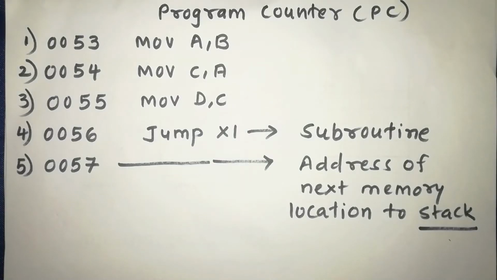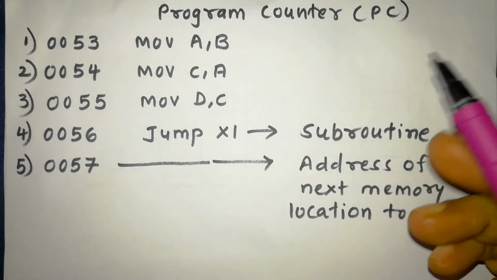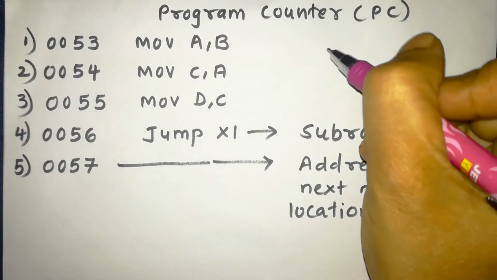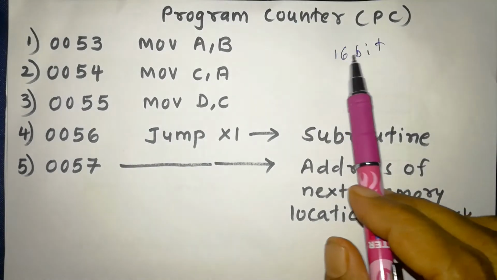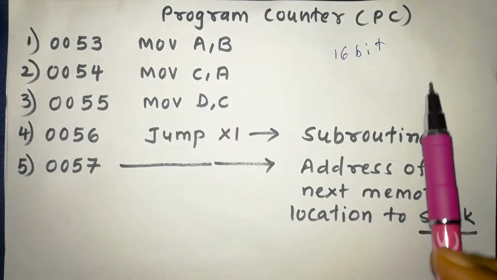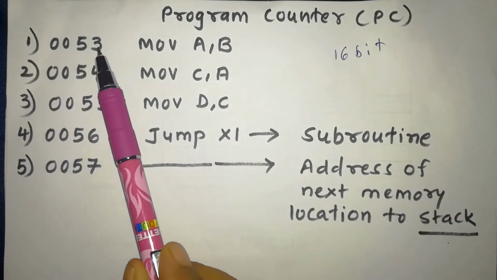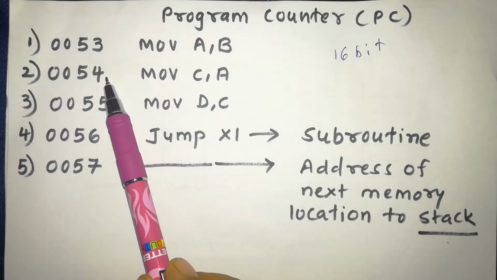Today my topic is program counter and stack pointer. Program counter is a 16-bit register which is used to store the address of next memory location. That means it points or directs to the next instruction to be executed.